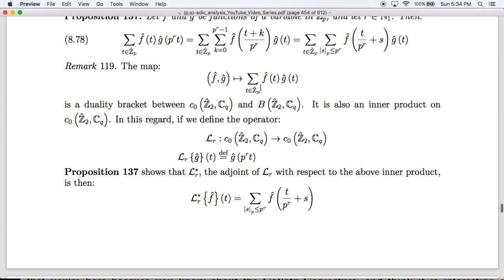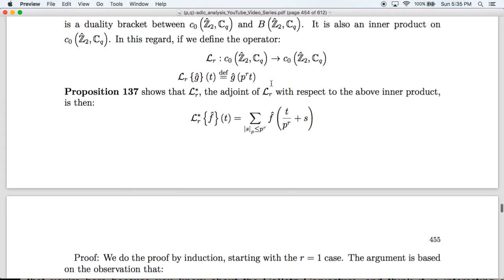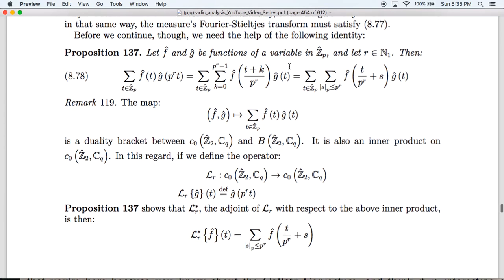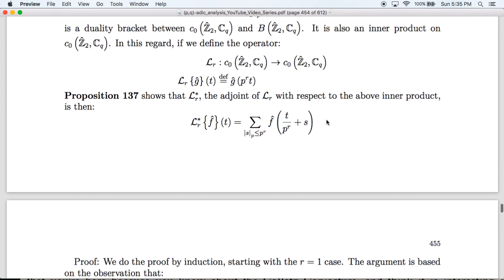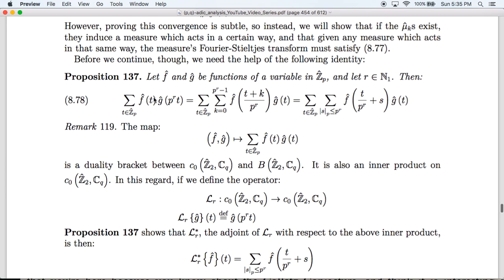And then in particular, this duality behaves like an inner product. In fact, it is an inner product on C_0 because this is always going to be convergent when both f hat and g hat are in C_0. The proof of this is by induction on the r equals 1 case, and just in my own notes, by hand, I will refer to this as the adjoint identity.